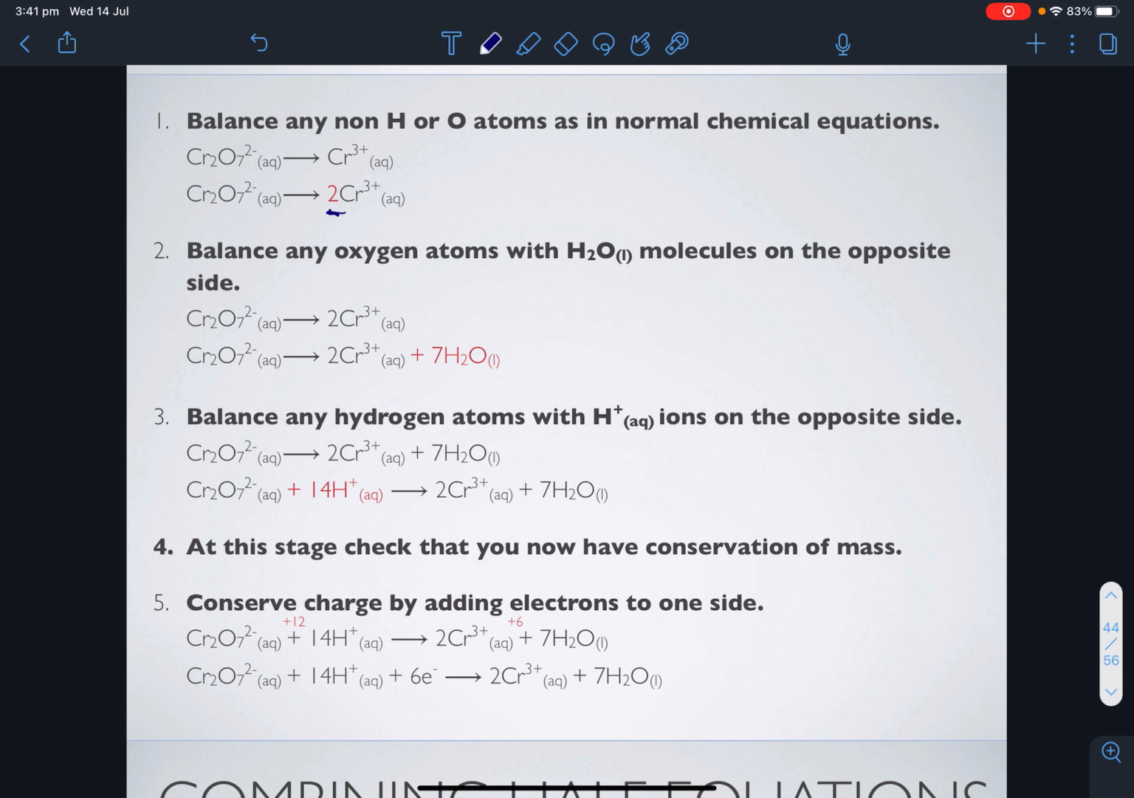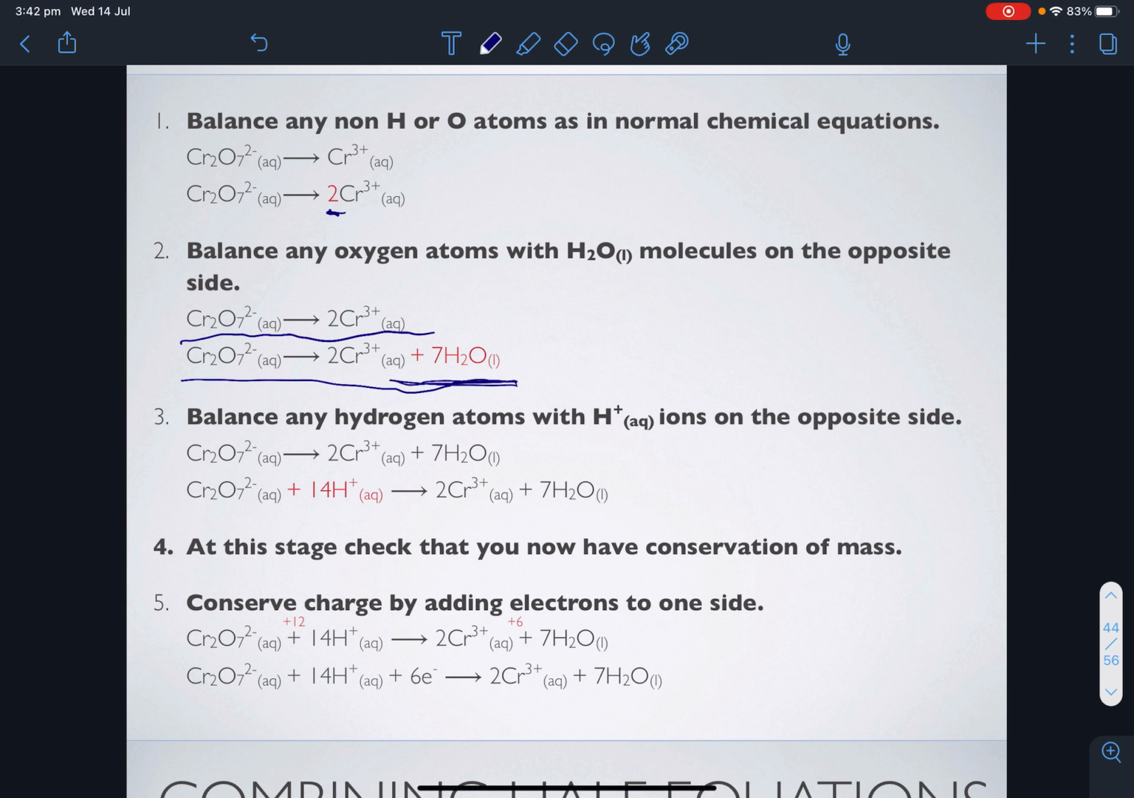Second thing is we need to balance any oxygen atoms, and we balance it by adding water molecules to the opposite side. Okay, new and unusual. So here's our initial. We've got 7 oxygens on the left. We need to balance it by, we're getting 1 oxygen per water. We need to balance it by adding 7 waters to the right. Okay, so what we've added there in red, 7 waters to the right.